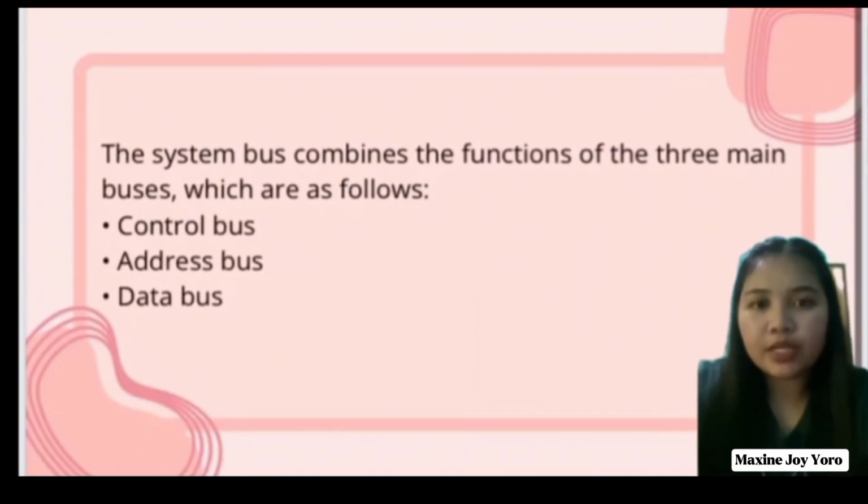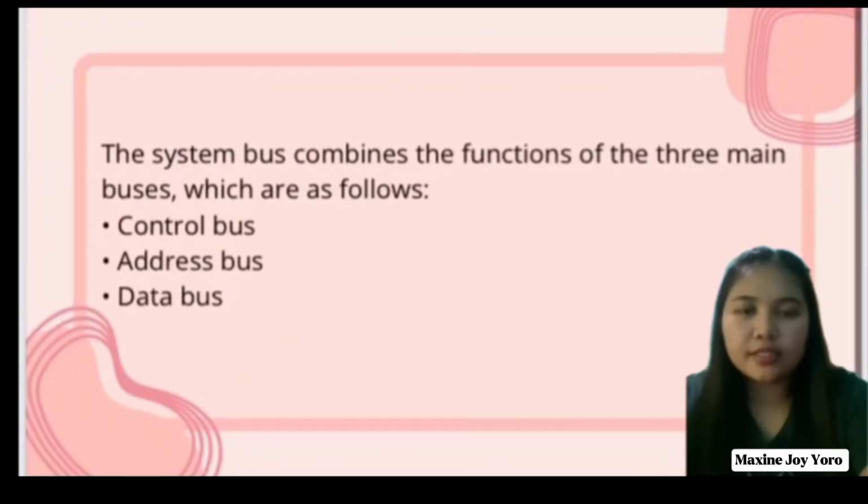The address bus is another key component of the system bus. Its primary function is to specify the memory locations where data is to be transferred. In other words, the address bus determines the destination of the data, telling the system where to send or retrieve the data. It provides the memory address, allowing the system to access and manipulate the correct data.